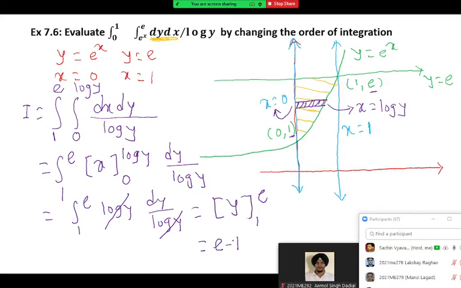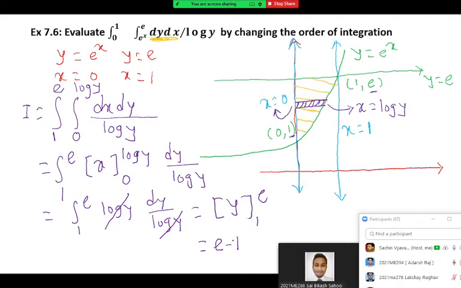That is the end of the question. The main part is the change of order. We have to draw the curve, flip the strip, meaning if it is vertical, convert it to horizontal. If it is horizontal, convert to vertical, find the limits and do it. Any doubt here?